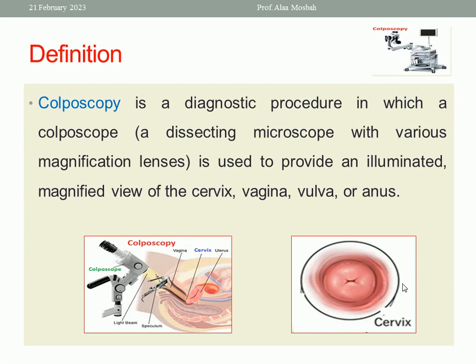What is the definition of colposcopy? Colposcopy is a diagnostic procedure in which a colposcope, which is a dissecting microscope with various magnification lenses, is used to provide an illuminated, magnified view of the cervix, vagina, vulva, or even anus. As you see in the picture here, this is the colposcope. Here, a speculum is applied, then colposcopy with lenses and with light. So I can use the colposcope to give me a magnified view of the cervix, vagina, vulva, or anus.